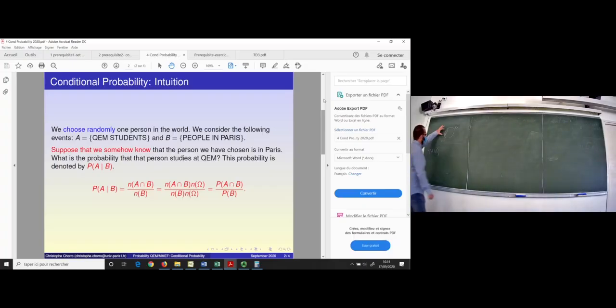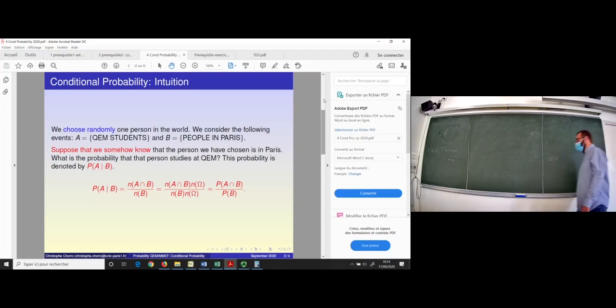You are going to count what I have here. That is you and your friend in the second year here. Okay? So I will count the number of Parisian QM students. Okay? And I will divide by what? By the number of elements in my new set of information, that is Parisians. This is the intuitive meaning of conditional probability. That is just extra information gives rise to a change in the universe. Okay?